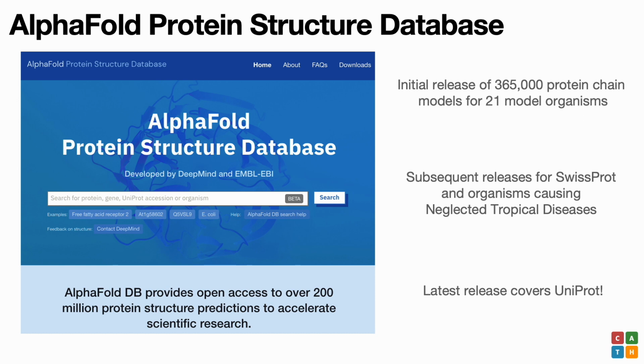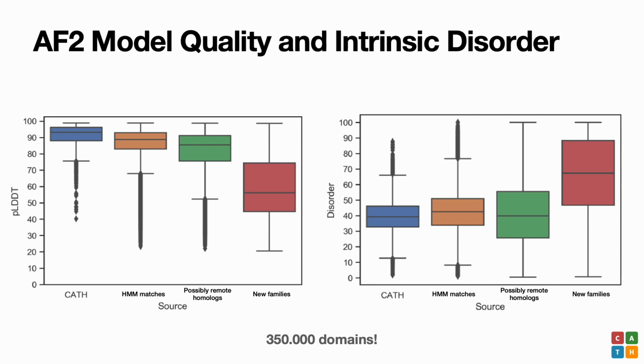The first step, when we started looking at this initial release for 365,000 protein structures for 21 model organisms, was to assess what was good enough to be comparable to an actual protein structure from PDB and something that looks like an actual globular domain that we classify in CATH. And we noticed from the get-go that since AlphaFold was trained on PDB, structures that resembled something that we already classified and was already available in PDB had a great quality with pLDDT, which is AlphaFold's metric for quality.